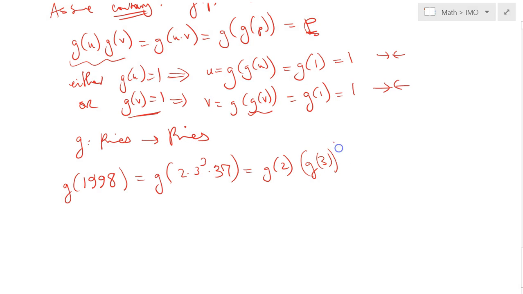Cubed, and then g of 37. Now these are just three numbers, so let's call g of 2 as q. This one is r, this one is s. So therefore this would simply give you q times r cubed times s.